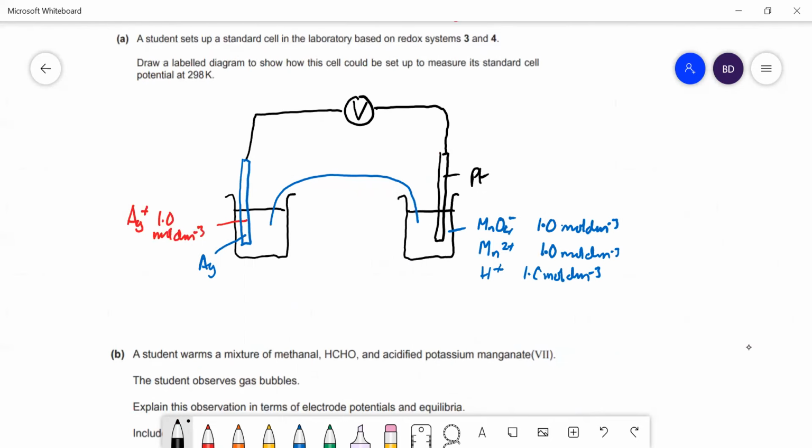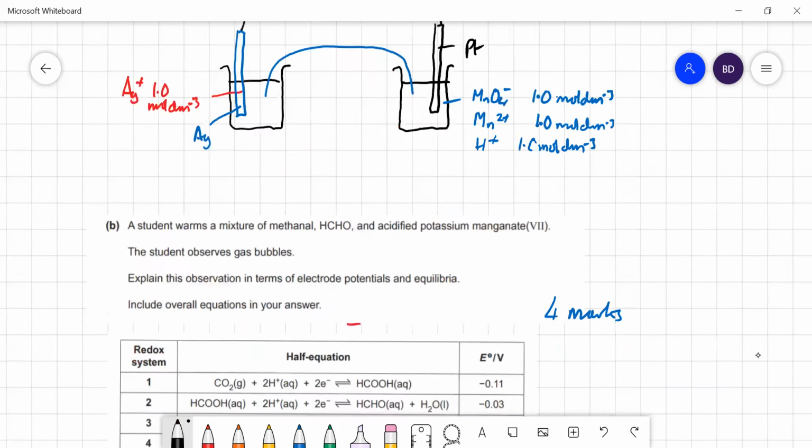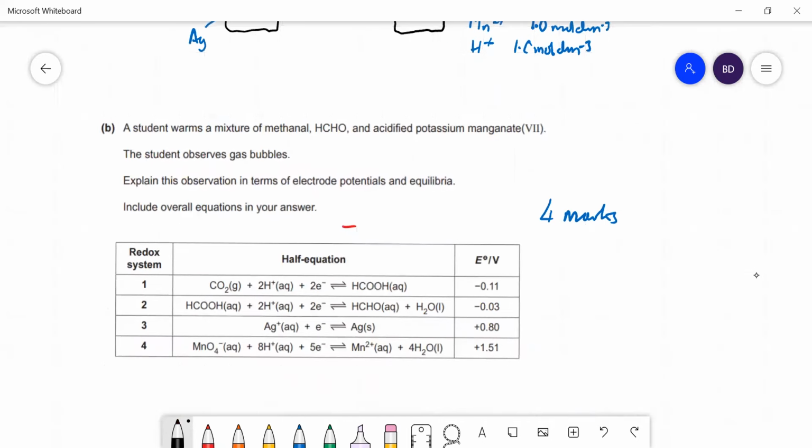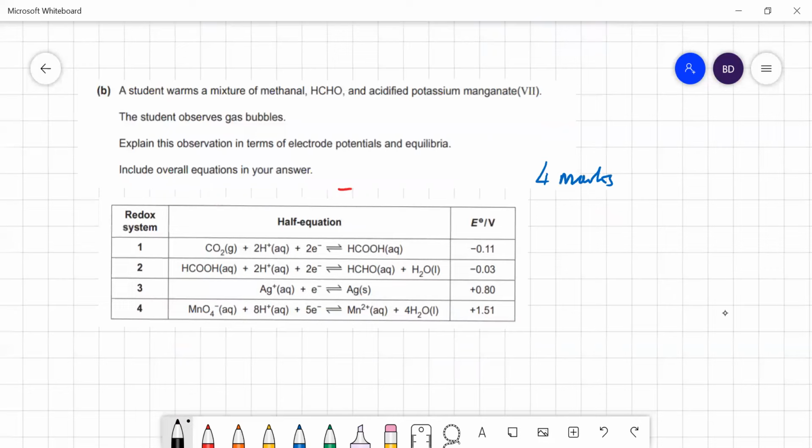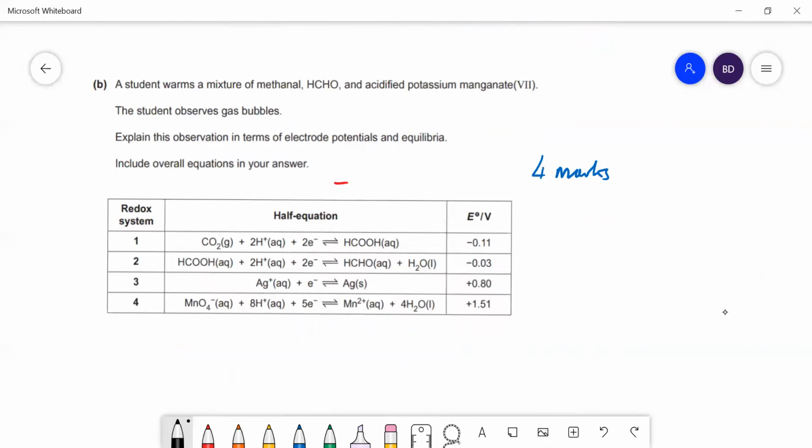Now we're going to have to use those cell potentials there, I think. So I've copied the table out again so we can see it. A student warms a mixture of methanol and acidified potassium manganate 7, and you see bubbles. Explain this observation. Include equations in your answer. So let's have a look. We need to look at methanol. So where have we got methanol? We've got it in this one here in system number 2. And we've got manganate, so we're interested in this one as well.